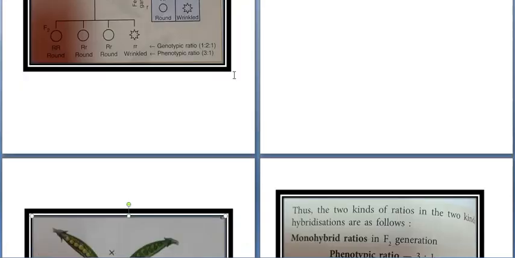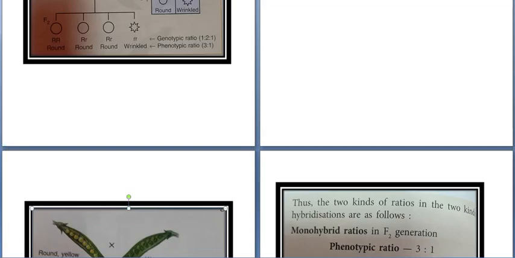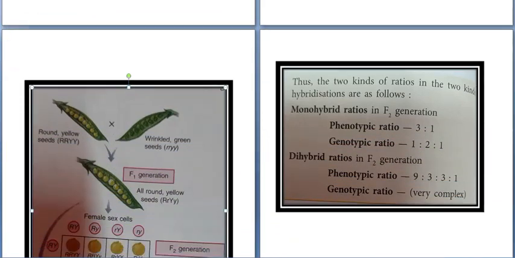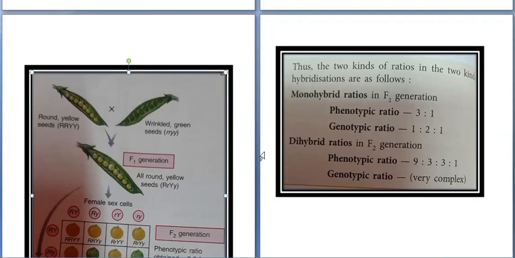Here, if you look at this cross, the dihybrid cross which I showed you, here when the gametes were formed, one was capital R, capital Y. Now the second one was capital R, small y. Although this is capital, but this can be small. The other was small r, capital Y. Whether the first character was round and the other character was yellow.